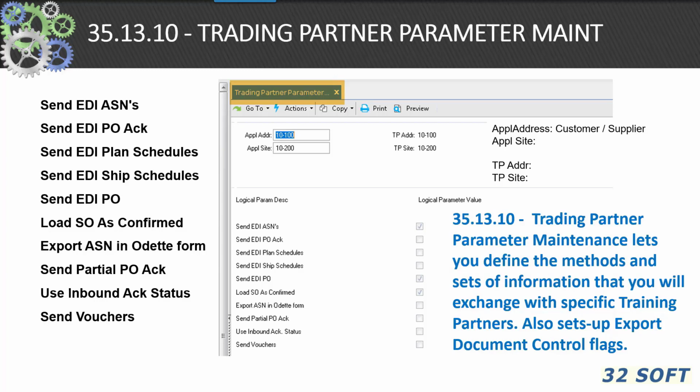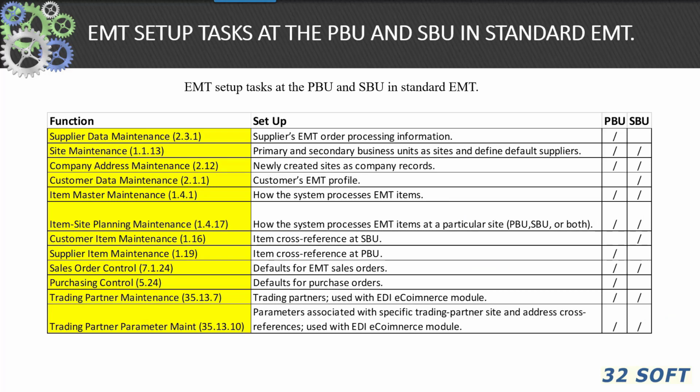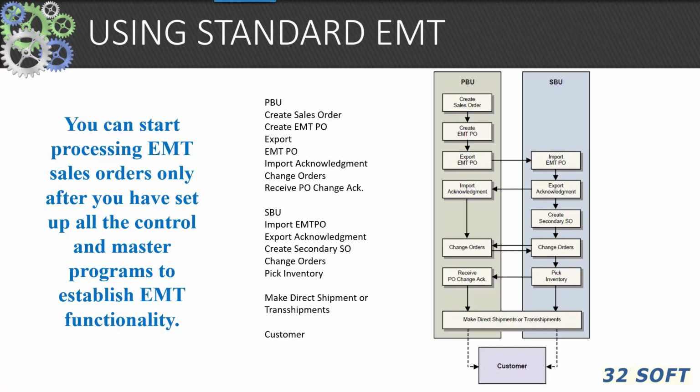So that's in the 35.13.10. Here is just a simple little matrix. You might use this in the future. It gives you a summary of what we've just been through for both the primary business unit and the secondary unit in terms of the setups that are required for these various supplier site, customer data, etc. information.